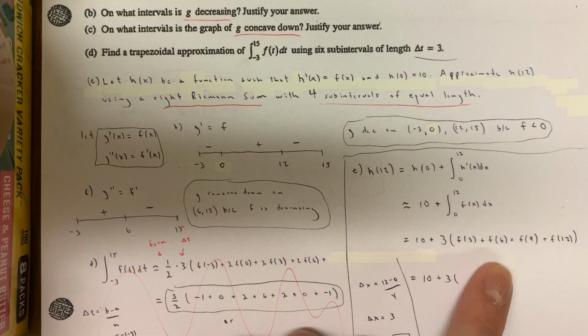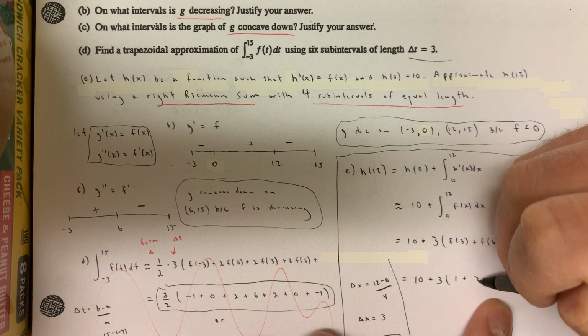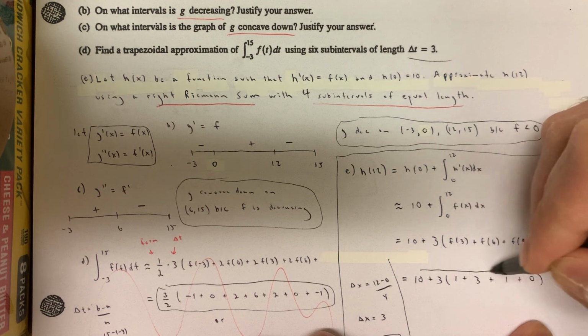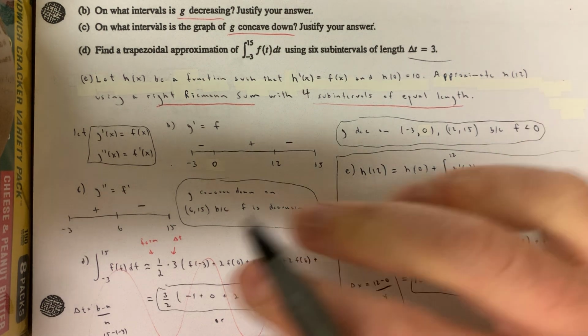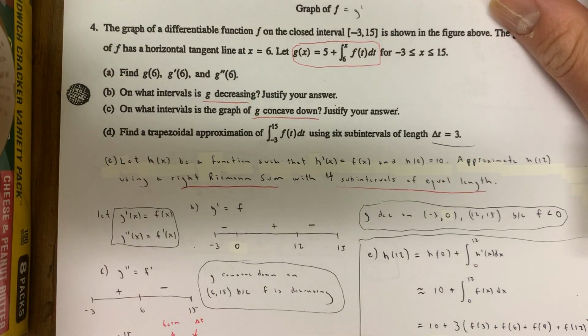By the way, don't leave it in function notation. We know f of 3 is 1, plus f of 6, which is 3, plus f of 9, which is 1, plus f of 12, which is 0. And that right there is the approximation you're looking for, okay? And look, last thing we're doing, all right?